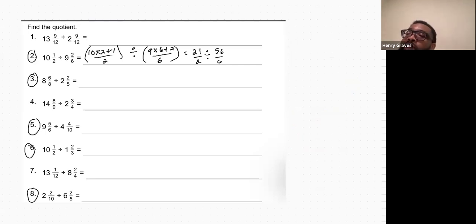All right, so I'm going to do the KCF method now. Keep, change, flip. So that means I'm going to have 21 over 2 the same way. Change to multiplying and flip the second fraction. So 6 is on the top and 56 is on the bottom. Now I just go ahead and multiply. 21 times 6 should be 126. And 56 times 2 is going to be 112. Yeah, 112.